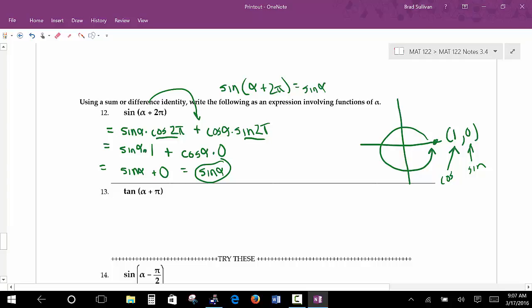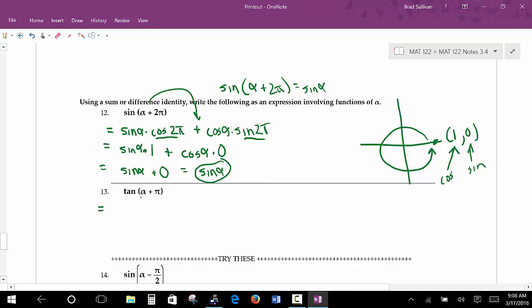So does it make sense if I just take an angle and add 2 pi to it, I'm just back to the same point? That's what the problem says, okay? That's the idea, right? So if you graphed the sine of alpha plus 2 pi and graphed the sine of alpha, they're the same graph. They're exactly the same function, okay? All right, let's look at this next one.